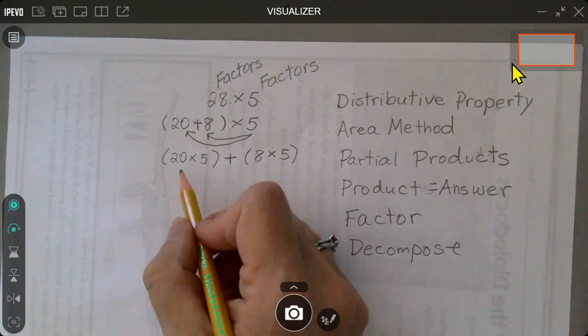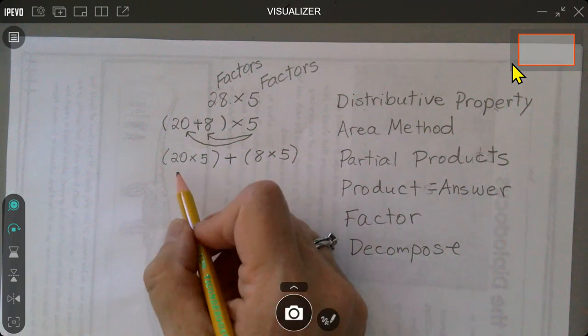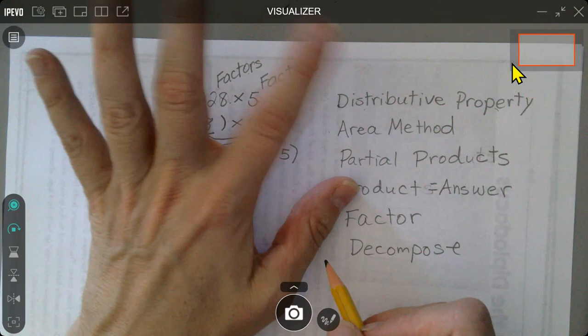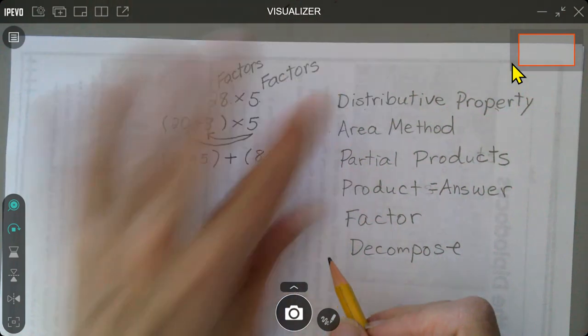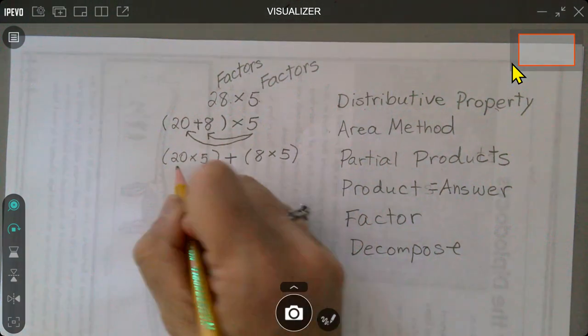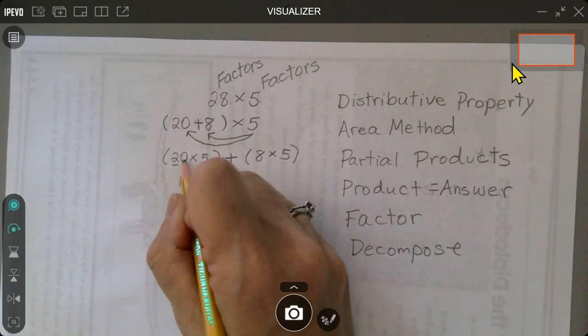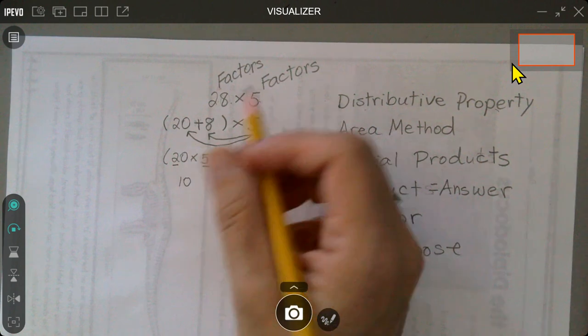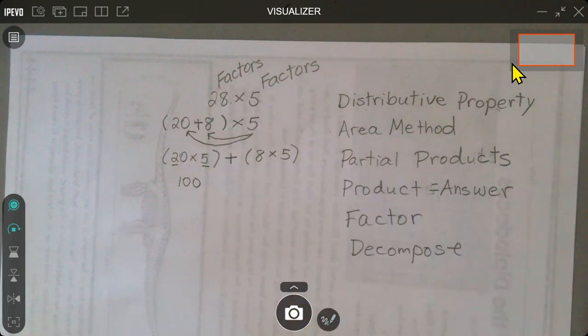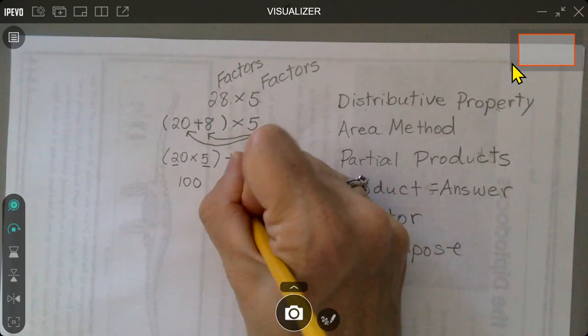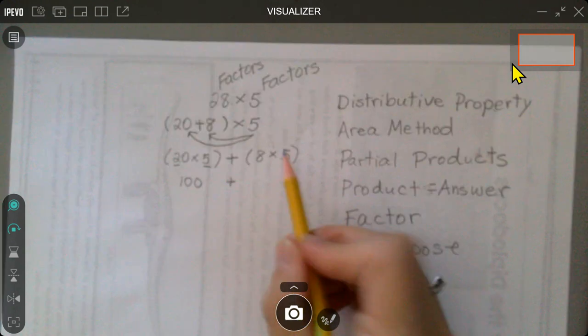Now, some of our kids might skip count by 20s and go 20, 40, 60, 80, 100. Some might say, ooh, 5 times 20 is an easy fact. That is 10. And then I move this number over one place value by putting a 0. Then I add 8 times 5, which is 40.